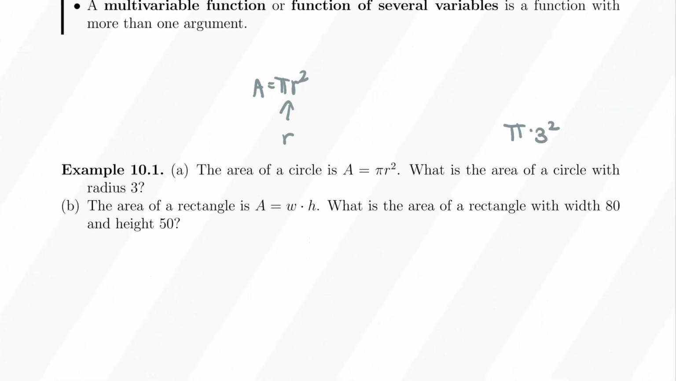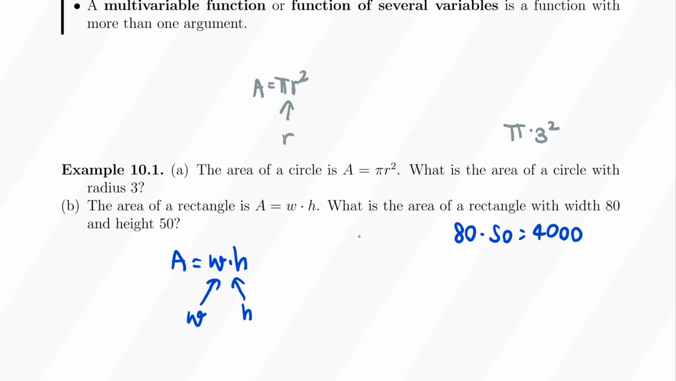On the other hand, the area of a rectangle is going to be the width times the height. Notice that the area of a rectangle in this case actually depends on 2 things, which is both the width and the height. To find the area, I actually need to know both of these quantities. So, if I want to find the area of a rectangle with width 80 and height 50, then that area is just going to be 80 times 50, and that's going to be just 4,000.